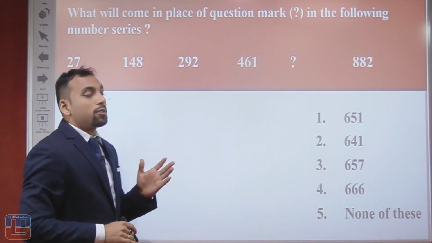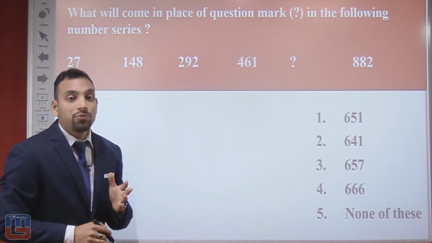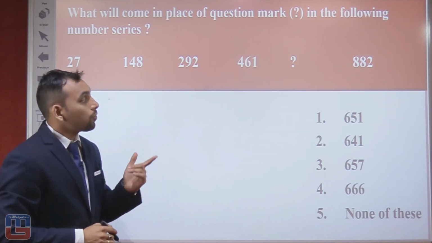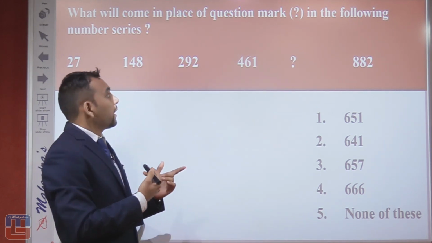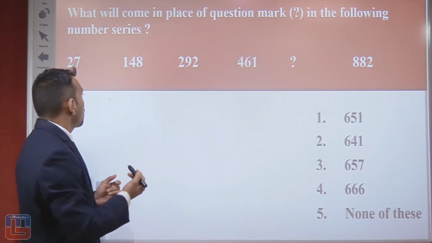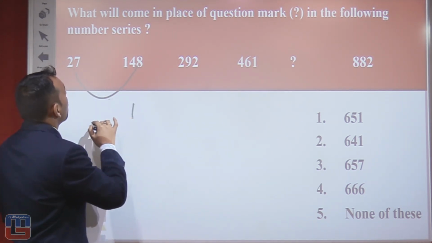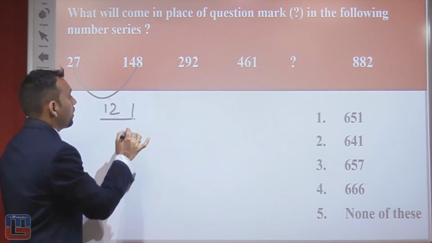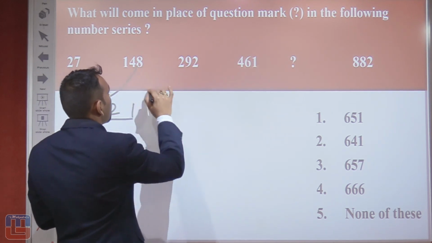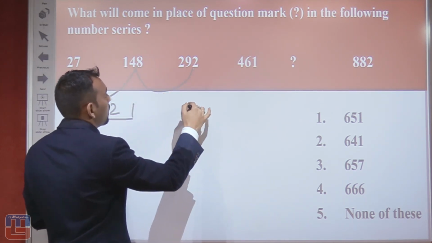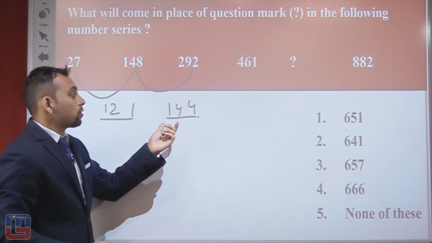You can see here the next number series: the first number is 27, 148, 292, 461, then again a question mark, and then 882. Right, now see here 27, 148, 292, 461. Firstly we will check the difference here. The difference of the first two numbers is 121, and we know that 121 is the square of 11, right? Now see the next difference is 144, and this is the square of 12.